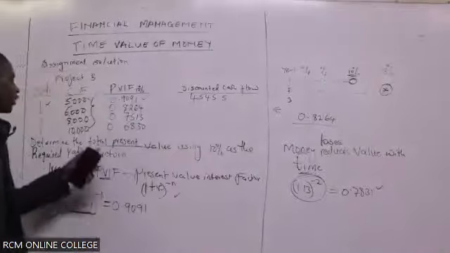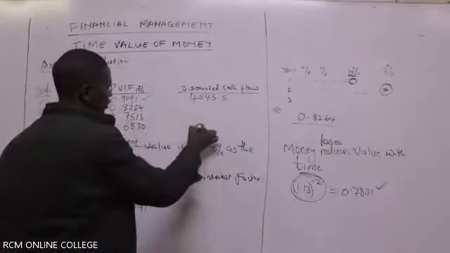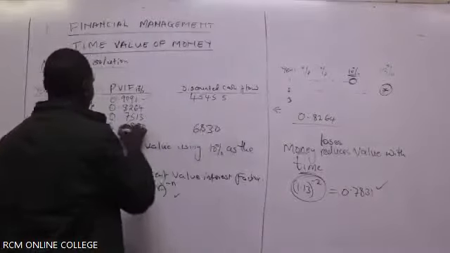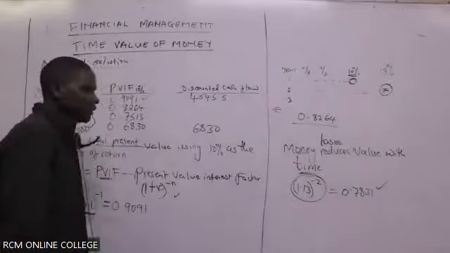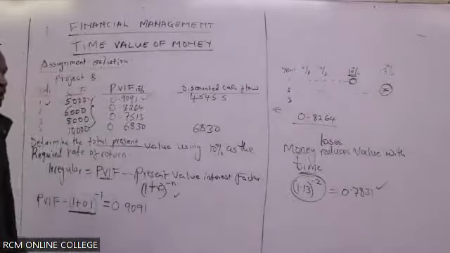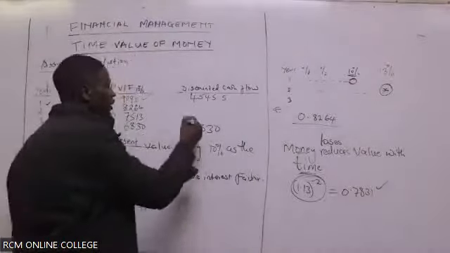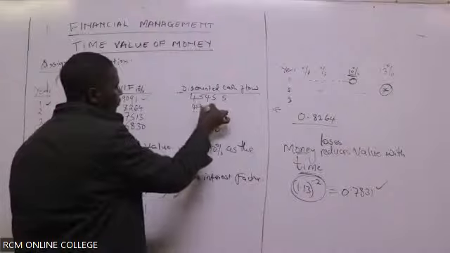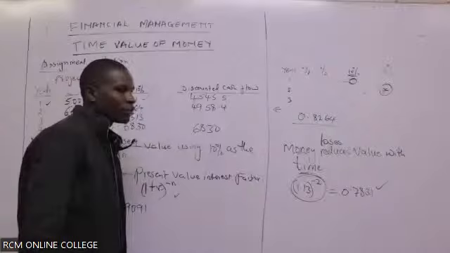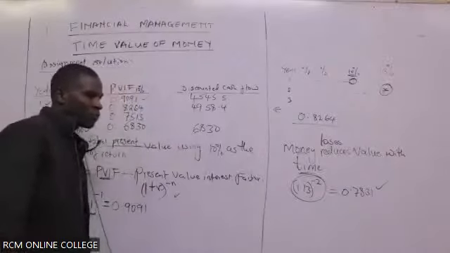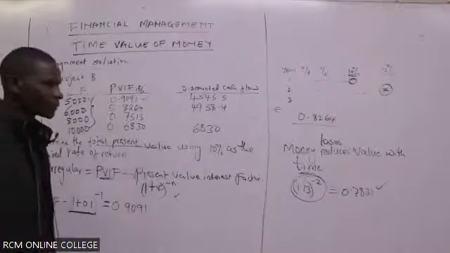Second one, somebody else should be giving me this. Of course, this one, don't tell me this is 6830. Hiyo ingine ya pili. The second one. Let's compete. 4,958.4. The last one, the third one. The third one tutapata ngapi?